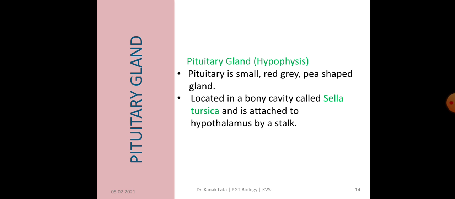Now it is about the pituitary gland or hypophysis. It originates from the ectoderm of the embryo, and it is a small red-grey pea-shaped gland attached to the hypothalamus of the brain, and it is located in a body cavity called sella turcica, and it is attached to the hypothalamus by a stalk.